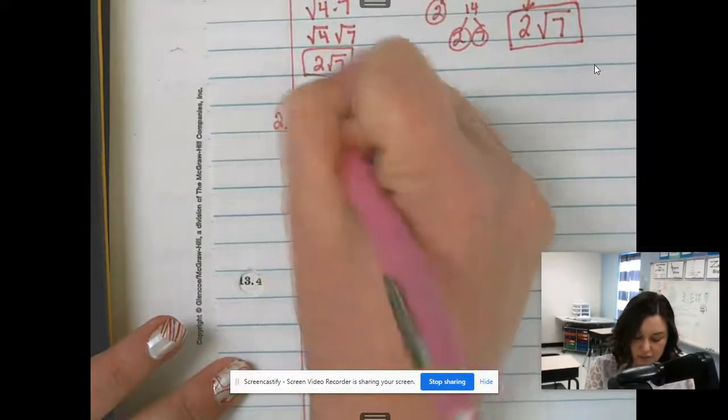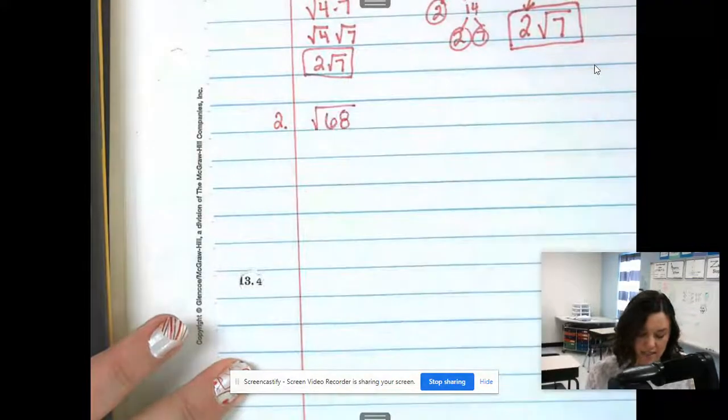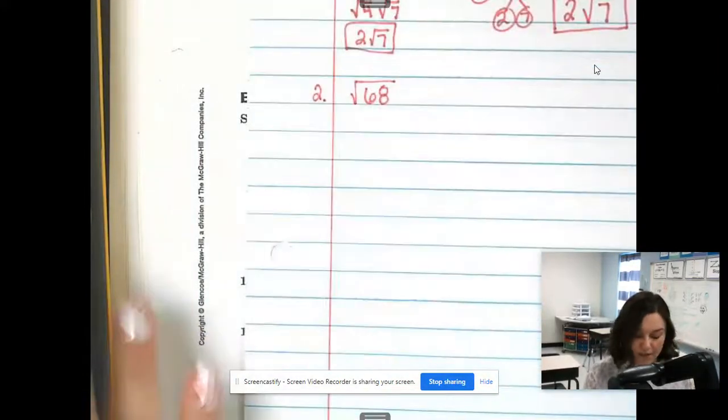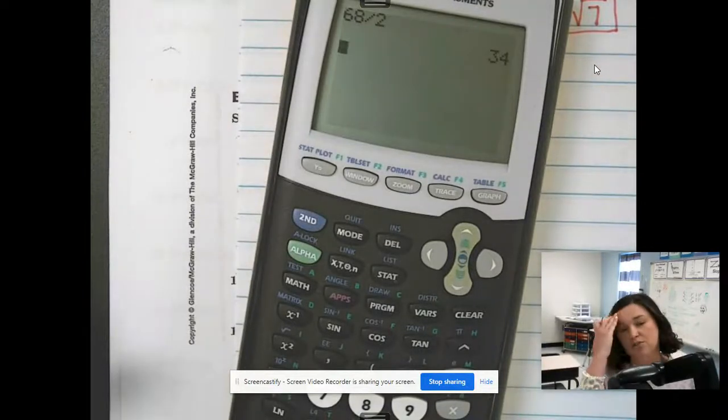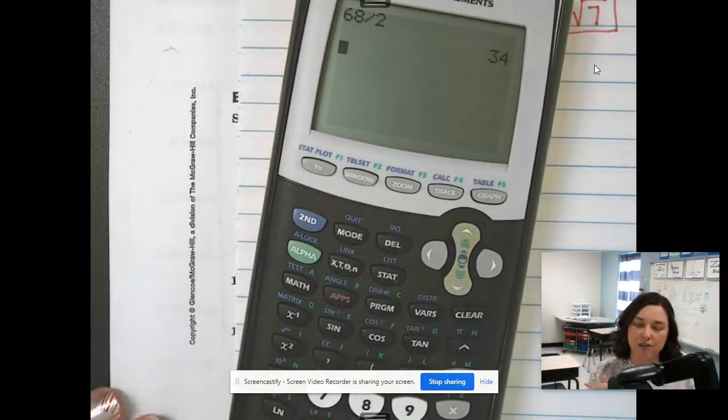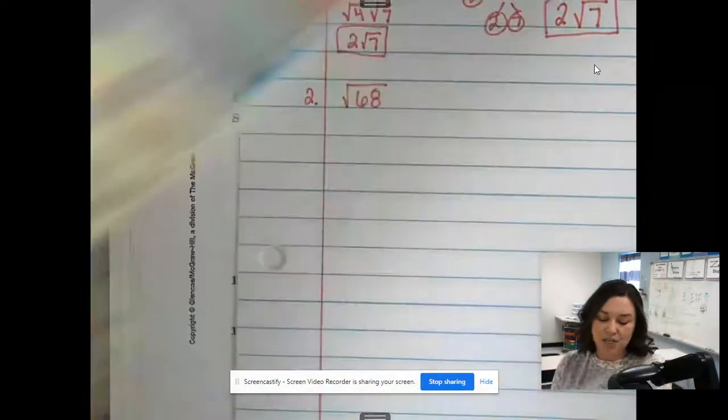Number 2 is the square root of 68. So I could do the perfect squares method, and I say, okay, what's 68 divided by 2? That's 34. So I'm going to try every perfect square that's under 34. So the first one that's under 34 is 25. If you don't know these by heart, remember you can go to this list.